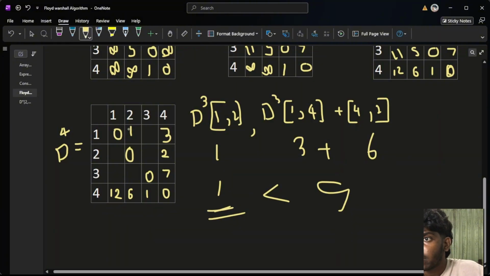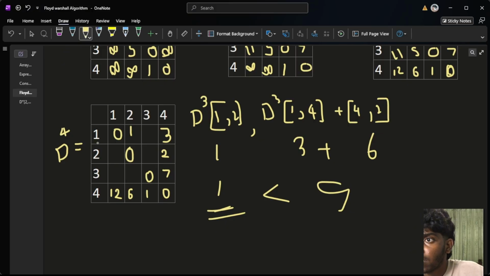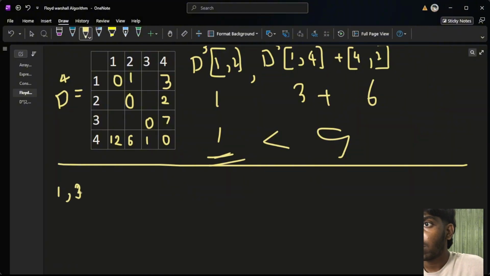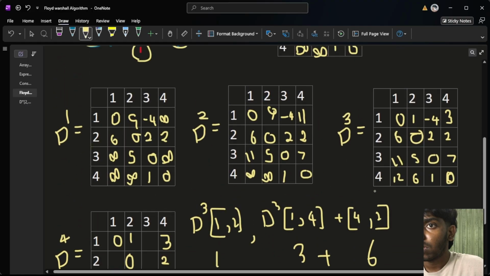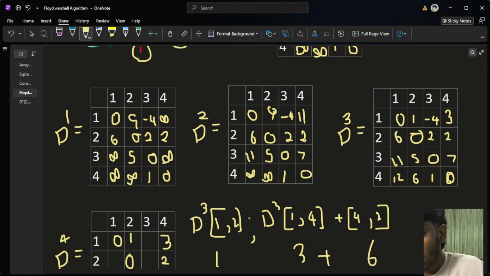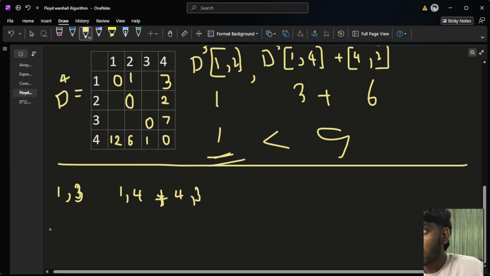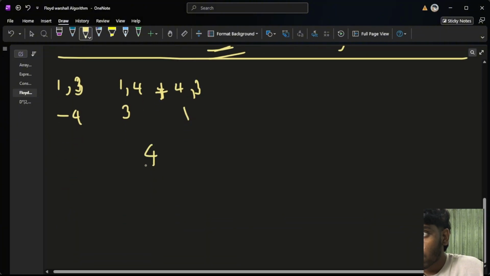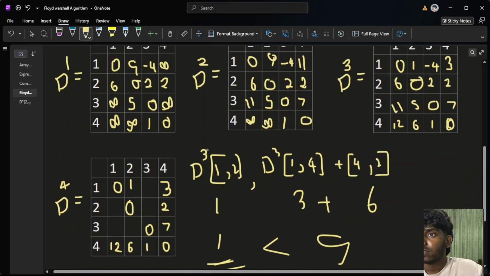So the next one, 4 to 3. So this one is 1 to 3. So 1 to 4, and 4 to 3. 1 to 3 would be minus 4, 1 to 4 would be 3, and 4 to 3 would be 1. So the minus 1 would be the shortest one.